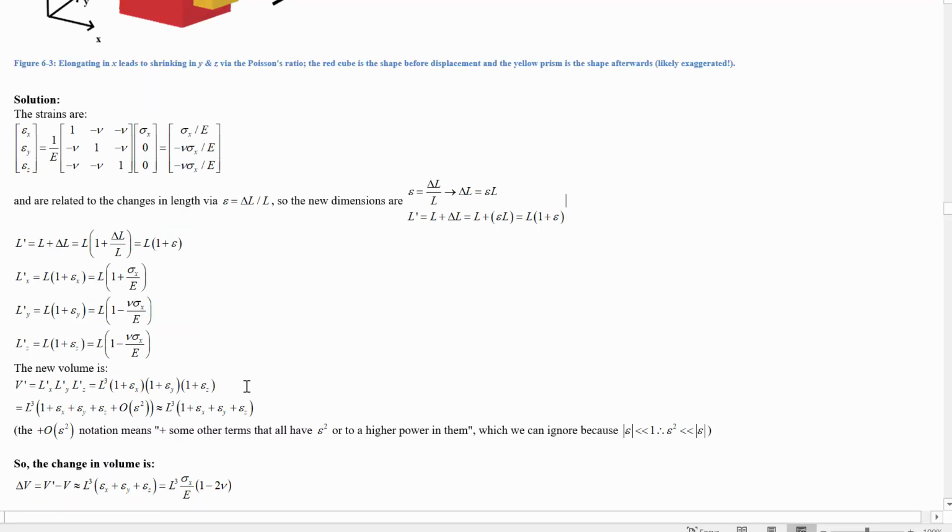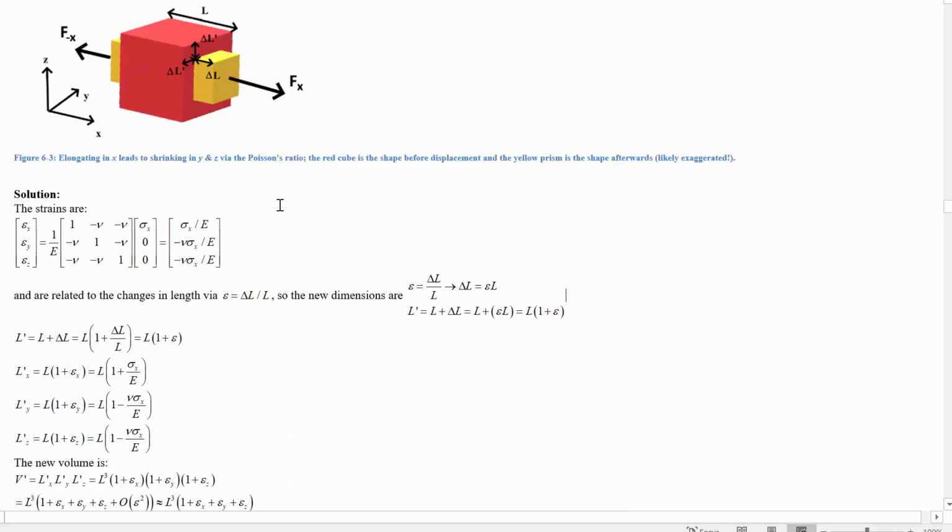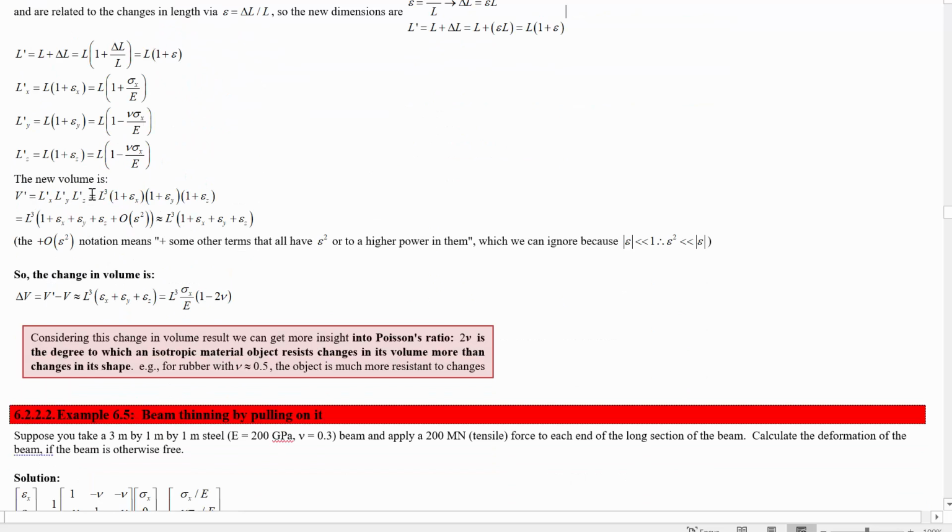All right, what about the volume? How do we calculate what the new volume is? Well, the new volume would be the product of all of the different lengths, because this is still a rectangular prism. So we can just multiply all the lengths together, and that'll be this thing, right? So from these being the new lengths, we multiply those, and we get L cubed times the product of those things.